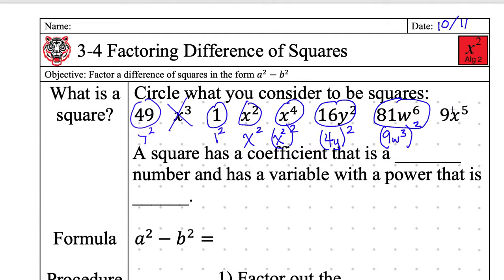9x to the power of 5. While 9 is a perfect square, this is 5. It is an odd number. I don't like that. That is not a perfect square. You now have a bunch of possible examples for perfect squares. I wrote underneath how to go backwards because that is a giant point today. How do you go backwards? If I start with 81w to the power of 6, how do I go backwards to get 9w to the power of 3?